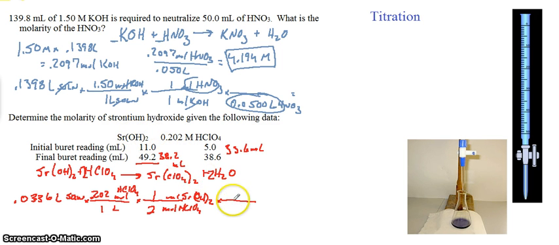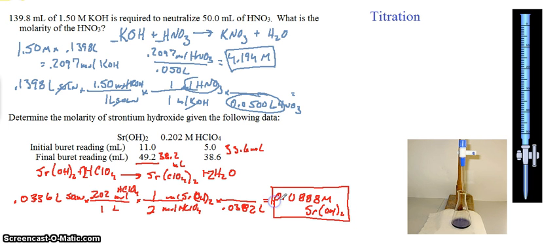I'm trying to find the concentration of the strontium hydroxide, so I'm going to divide that by that volume, which is 0.0382 liters. Make sure that's kind of obvious. And then when I do this whole problem, I do the calculation, I got 0.0888 moles, because it's moles per liter, or molarity, or capital M, however you want to do that. So that would be, and this is my strontium hydroxide. Okay, so then that is kind of how you do the titrations.